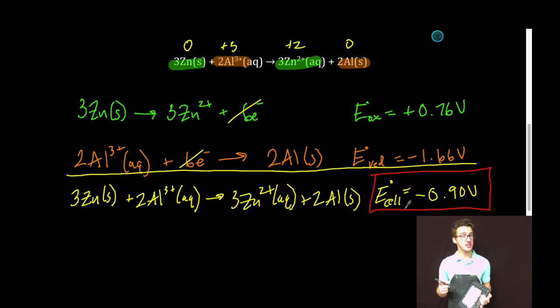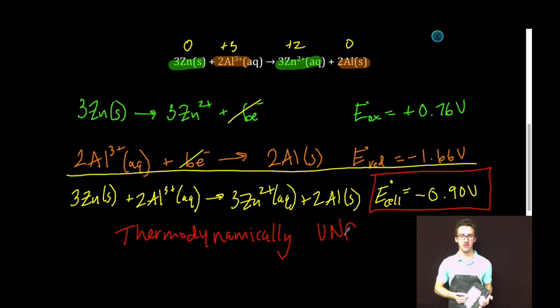Boom. What does this cell potential tell me? It's negative, indicating that as written, this is thermodynamically unfavorable. In other words, this reaction is not going to happen spontaneously. If we wanted this to happen, we would have to put some energy in order to force zinc to give up those electrons. We are done.